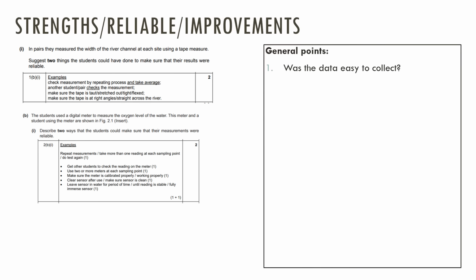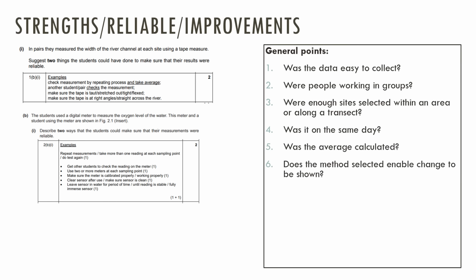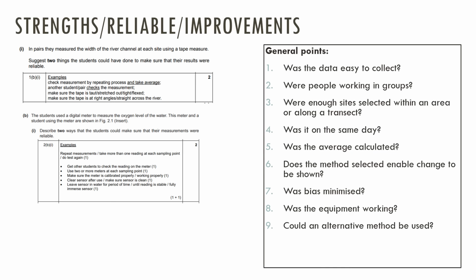So general points: is the data easy to collect? Were people working in groups? Were there enough sites selected within an area or along a transect? Was it on the same day? Was the average calculated? Does the method selected enable change to be shown? Was bias minimised? Was the equipment working? These are all various points that you could use to help you suggest improvements or understand the reliability of the methods. And again, think about, would a digital display solve the issue?